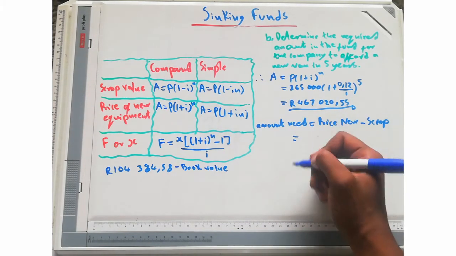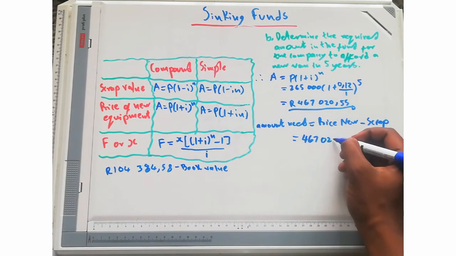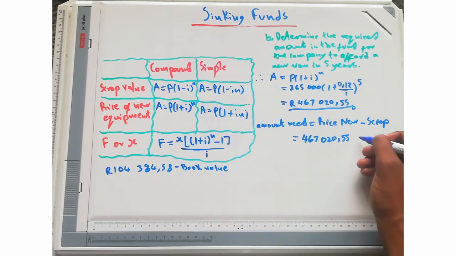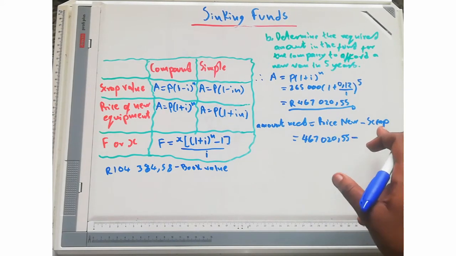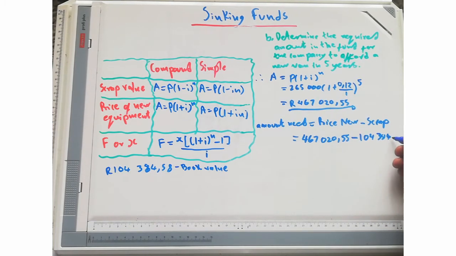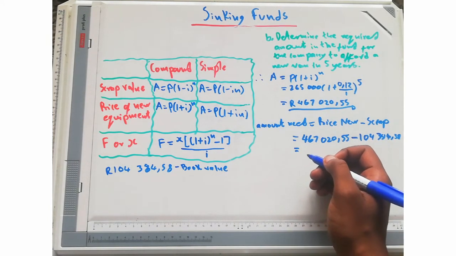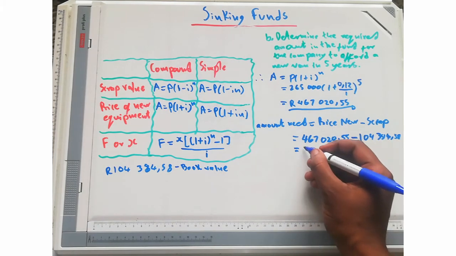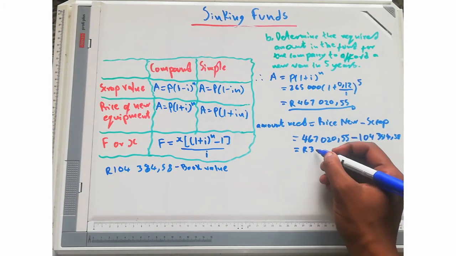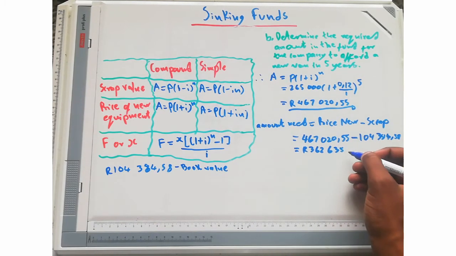So the price of the new equipment 5 years later is going to be 467,020 rand 55 cents minus the book value or the scrap value. We calculated it already. I wrote it here. It's the one we calculated in the previous question. So it's 104,384 rands 58 cents. So the amount you get there will be 362,635 rands 97 cents.